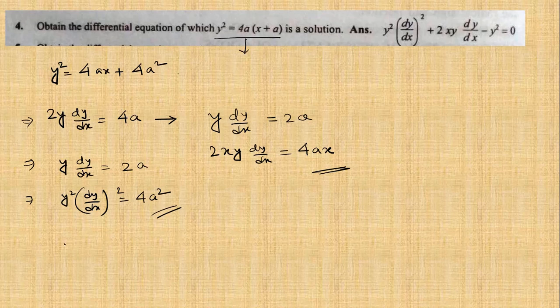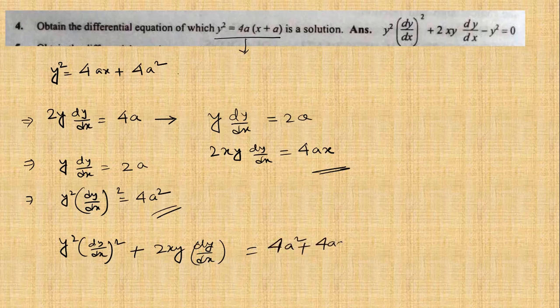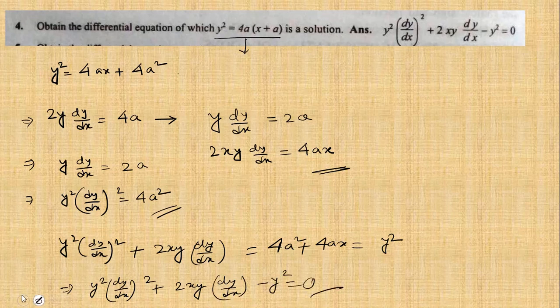So if we add these two, we can write in terms of y square. So y square (dy/dx) whole square plus 2xy dy/dx. So you will get 4a square plus 4ax, and this is nothing but y square. So you can write y square (dy/dx) whole square plus 2xy dy/dx minus y square is equal to 0. I think that is clear.